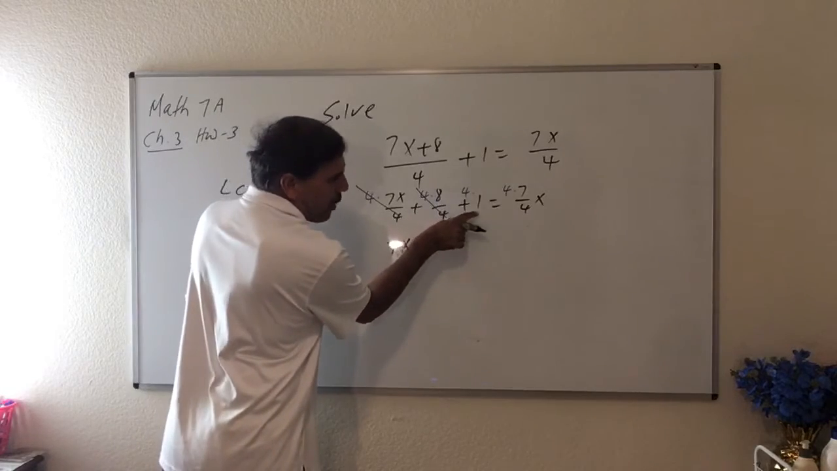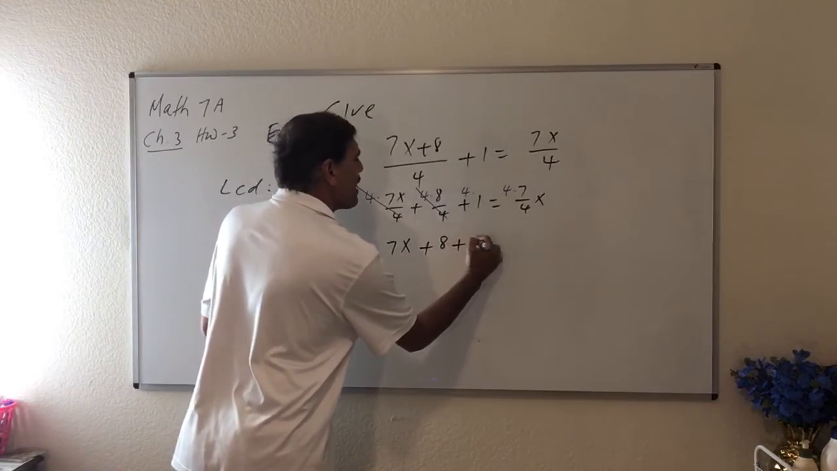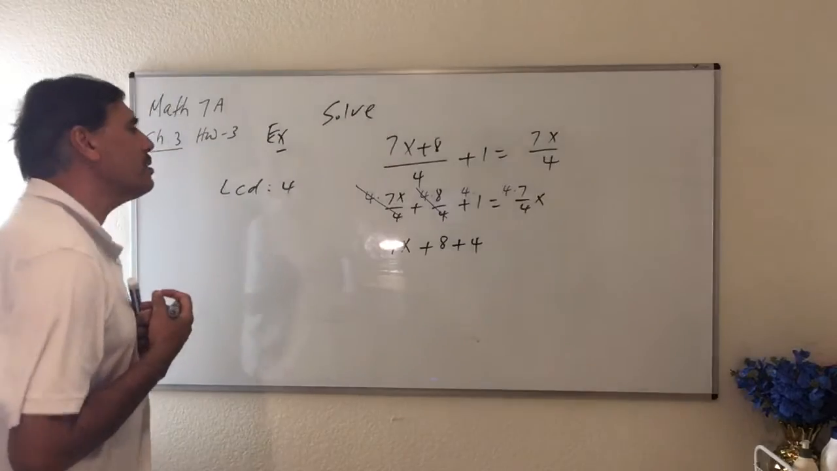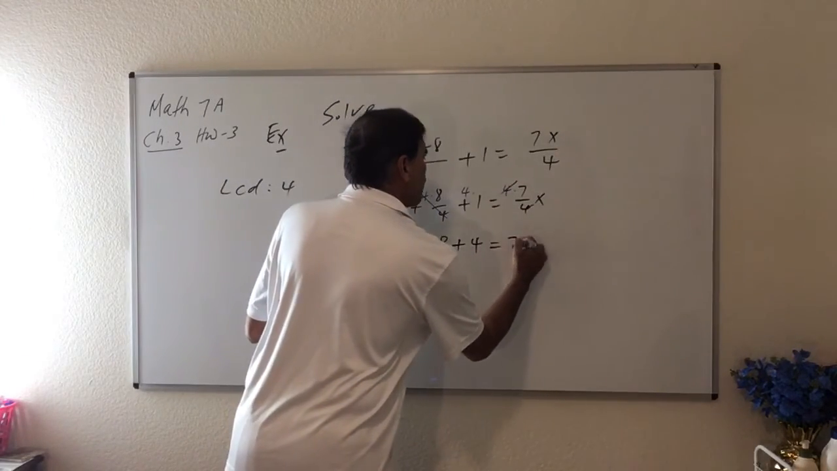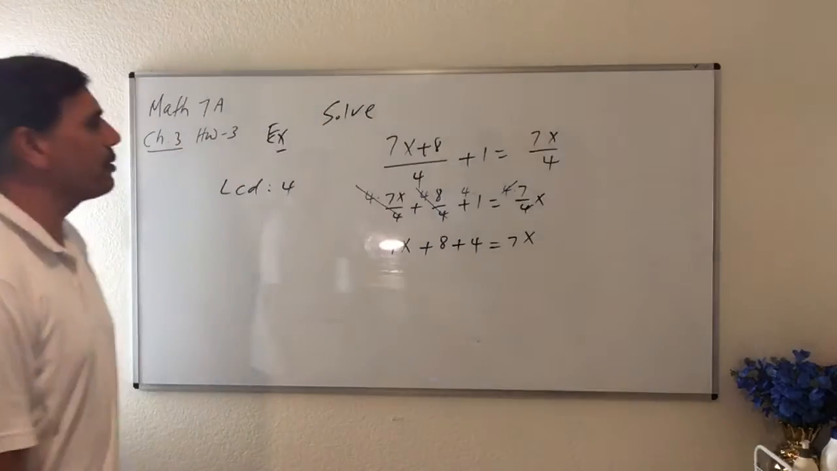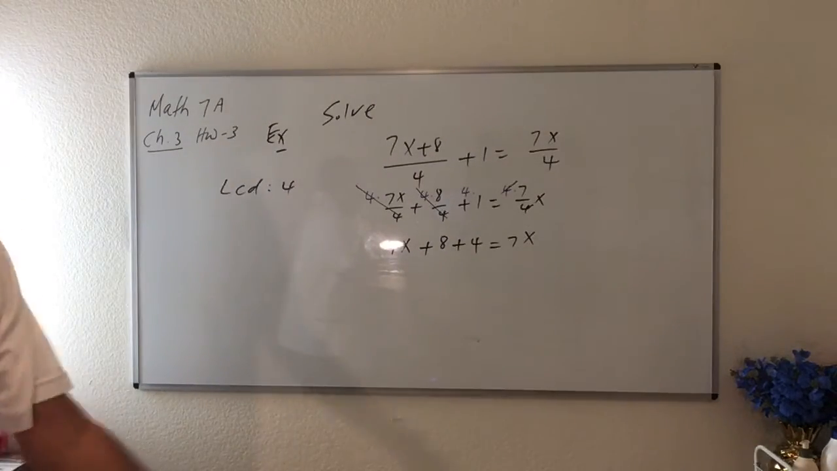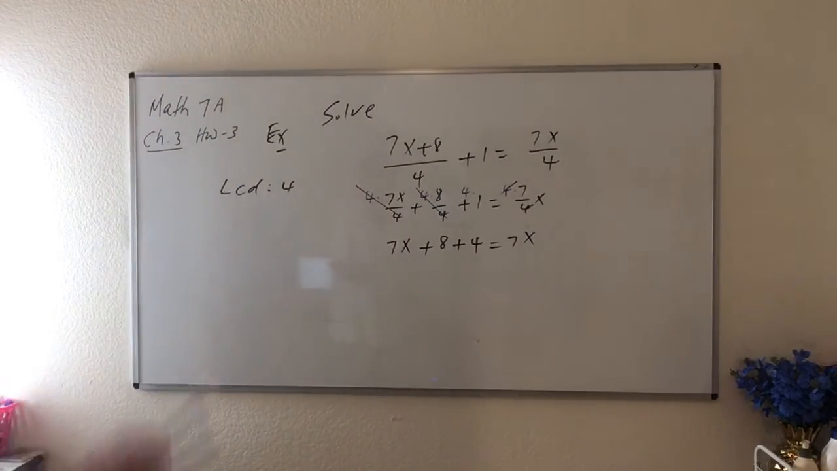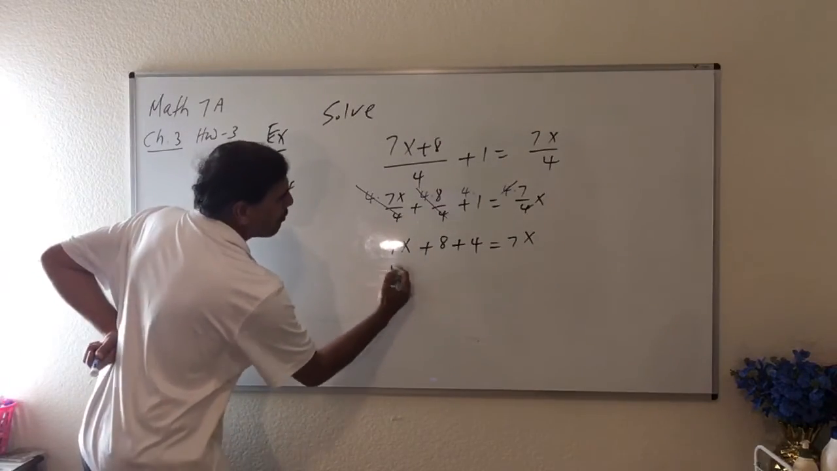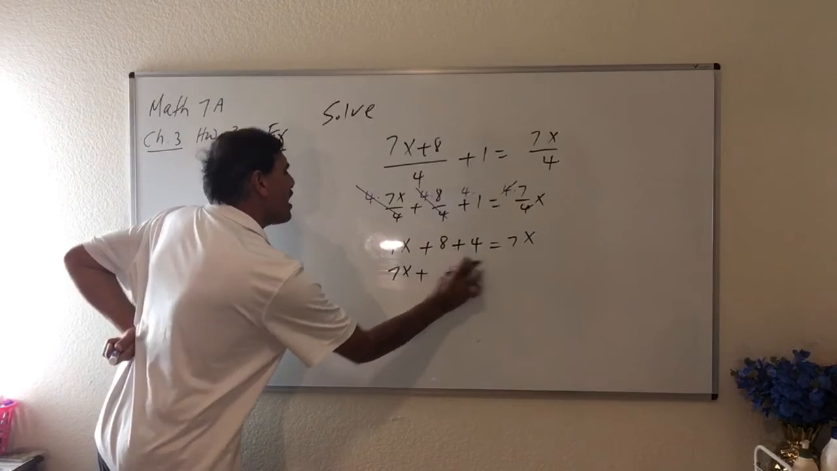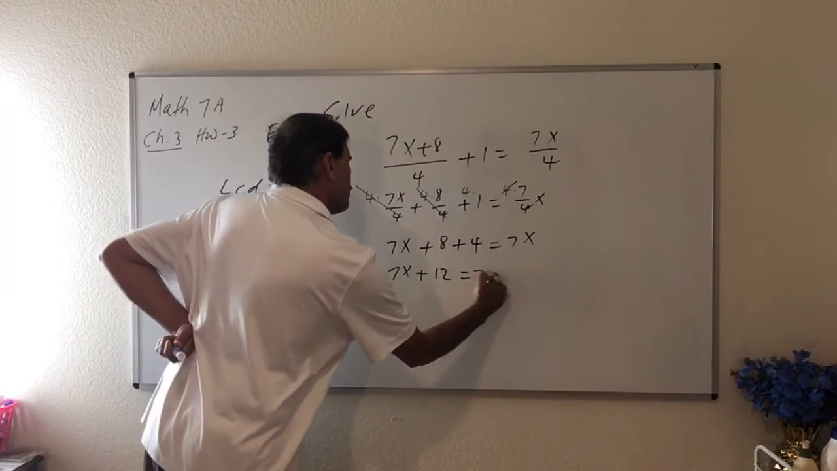Now here, do not ignore: 4 times 1, nothing is being cancelled. 4 times 1 is 4. Equals 4 and 4 cancel. Left over is 7x. No more fractions. Then after every single step, we always try to simplify. So in this case, before we take the next step, you can simplify: 8 plus 4 is 12, and 7x.